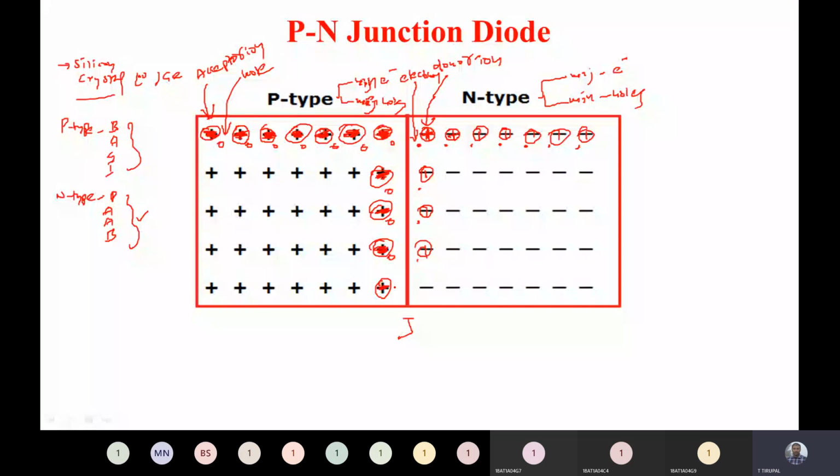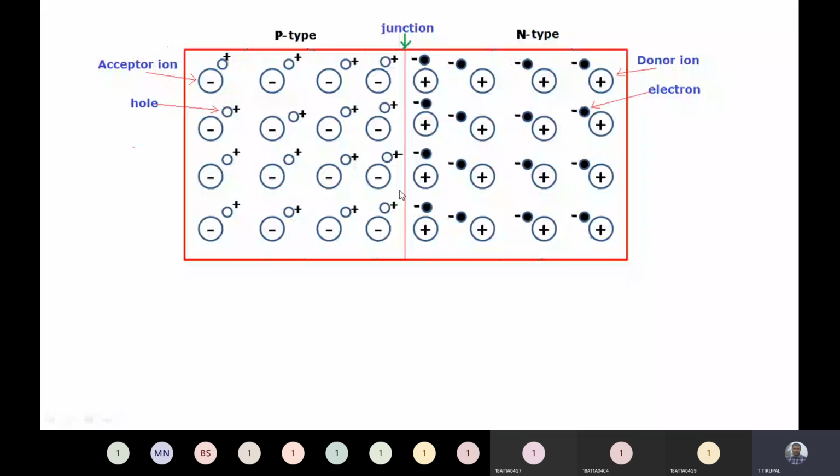Now see here, the structure will be like this. This is an acceptor ion, and the other thing nearby is a hole. This is called a donor ion, and the nearby thing is called an electron. This electron is a negatively charged particle, and this hole is a positively charged particle. Please do remember that is why a plus sign is kept there.